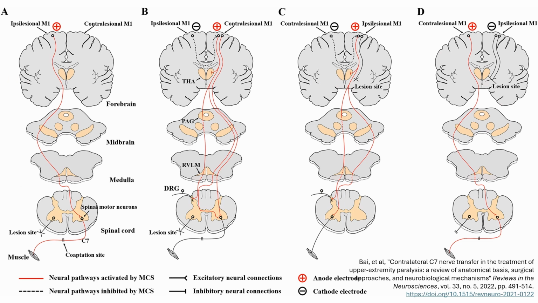Recent studies have clearly shown the anatomical basis for the outcomes seen in contralateral C7, and this review is worth a read to understand how the contralateral C7 produces functional outcomes in the motor of the targeted muscles.